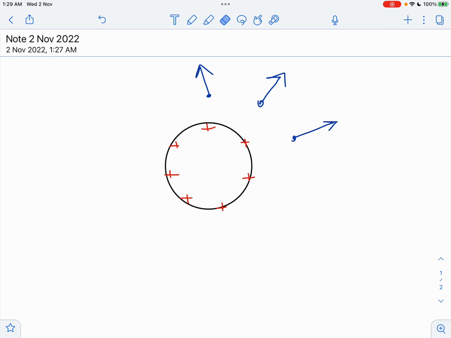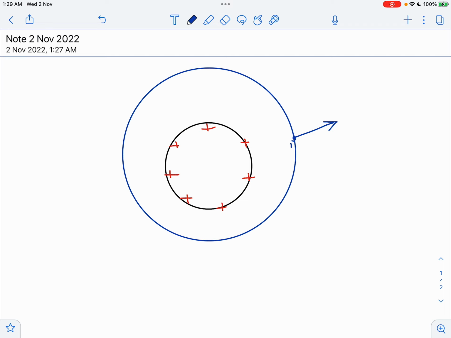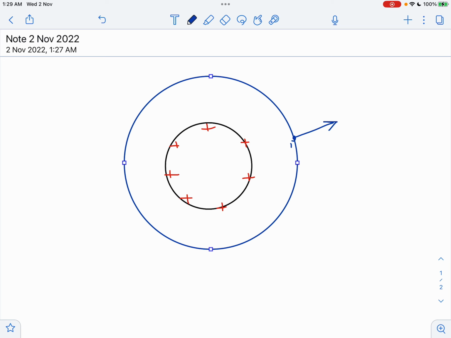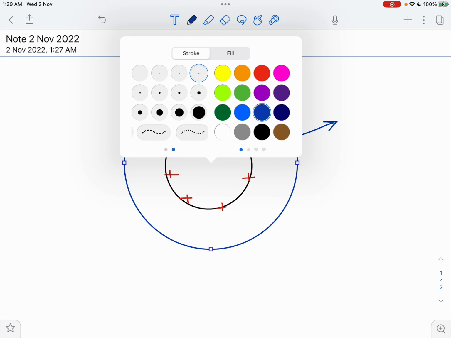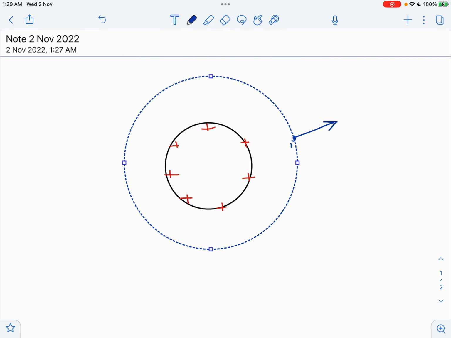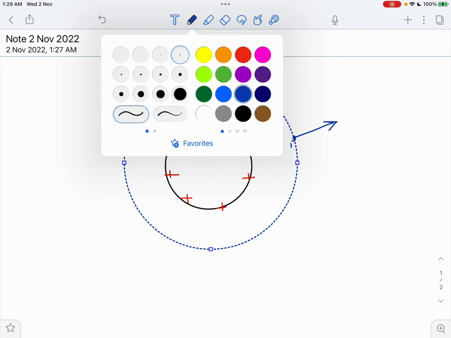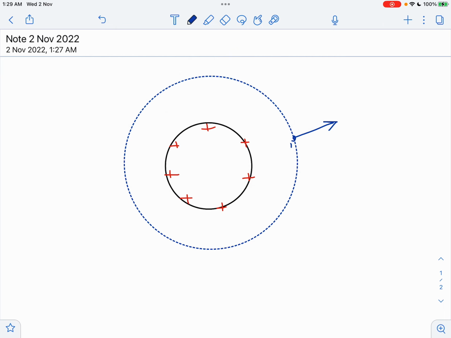So, to find the electric field at that point, we will draw what we call a Gaussian surface that passes through that point, that is concentric with the conducting sphere. And because it's a Gaussian surface, I'm going to use a dotted line, which means it's an imaginary surface. We call it a spherical Gaussian surface.